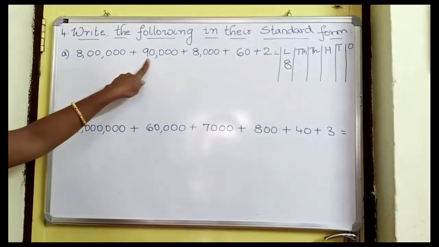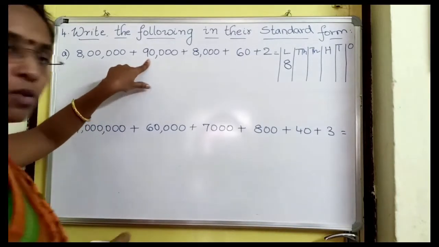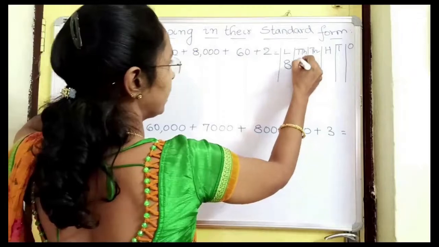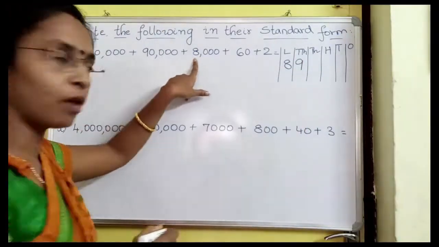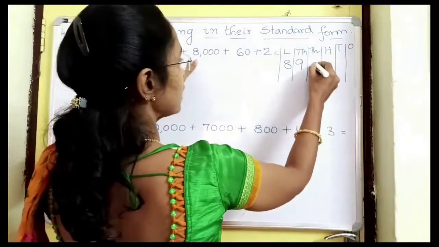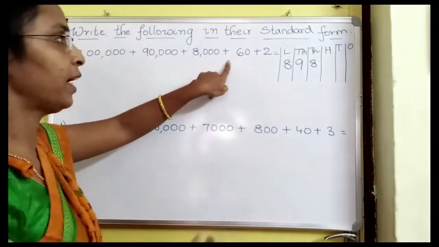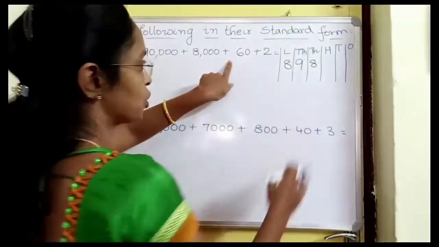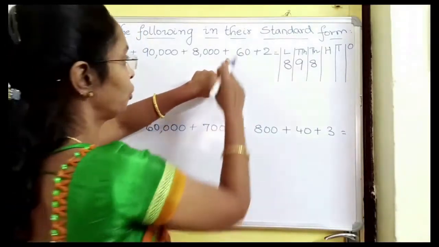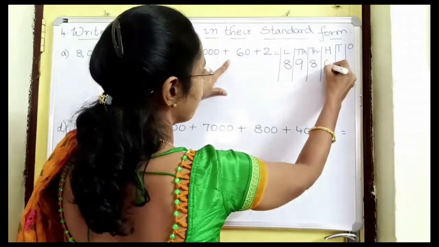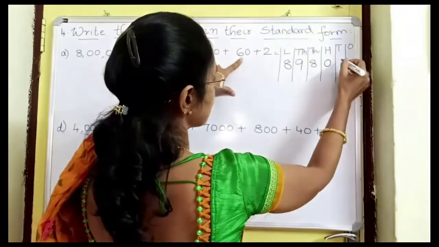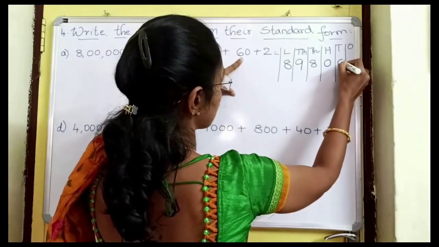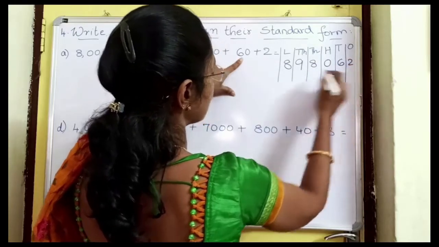Next comes 90,000. That means 9 comes in the 10,000s place. Then comes 8,000. 8,000 means 8 comes in the thousands place. Next comes the hundreds place. Do you find the hundreds place here? You don't have any 100, so write 0. Next comes 60. 60 means 6 tens, and 2 is in the ones place.